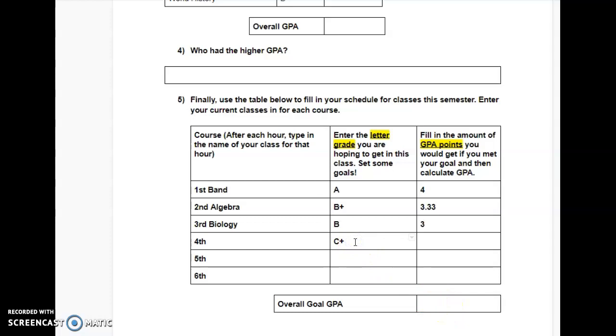So that's our kind of work today. Hopefully by the end of this, you have a good sense of how to find GPA and what it means.